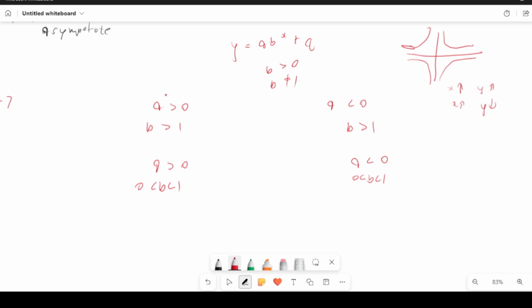Now, how do we define this? In our case, the way we will do it is that when we see the arrowheads pointing in the same direction, this is just a quick way of remembering. When the arrowheads are pointing in the same direction, the function is increasing. When the arrowheads are pointing in the opposite direction, the function is decreasing. Whether it lies above or below the asymptote is determined by a, whether a is positive or negative.